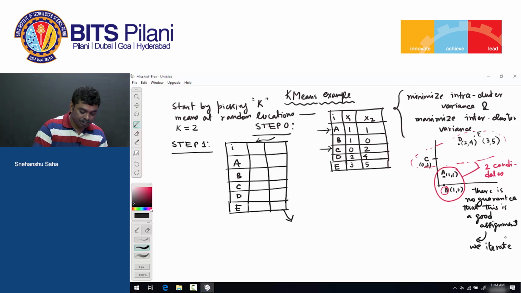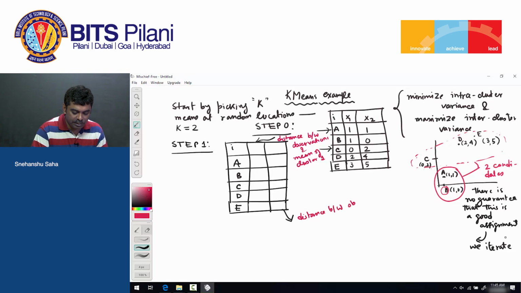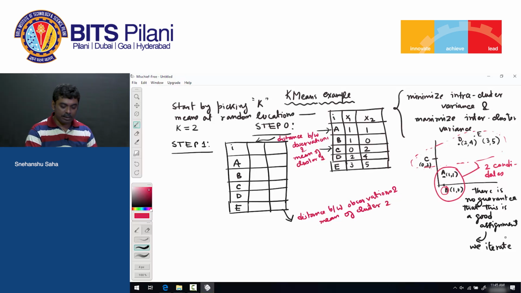So we compute the distance between observations and mean of cluster 1. And here we compute the distance between observations and mean of cluster 2.